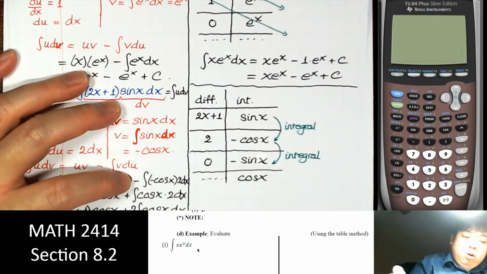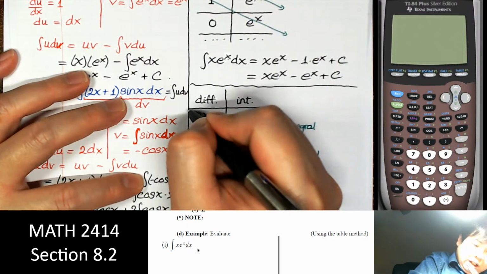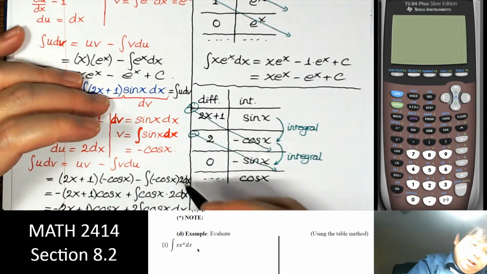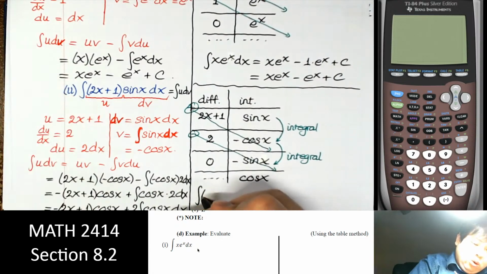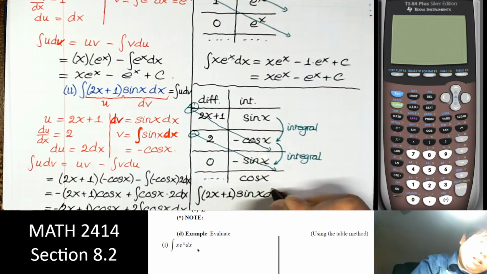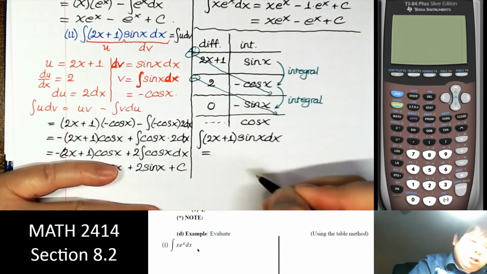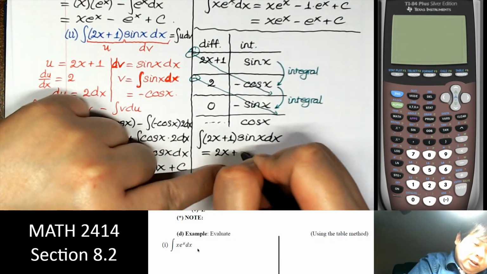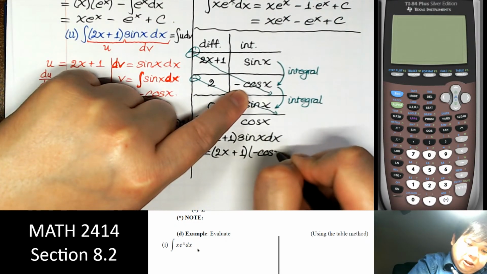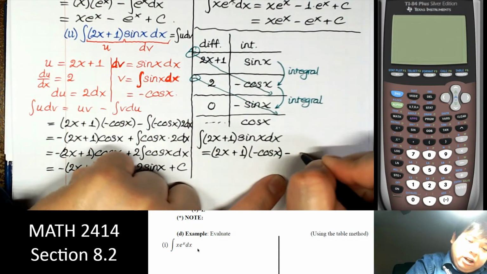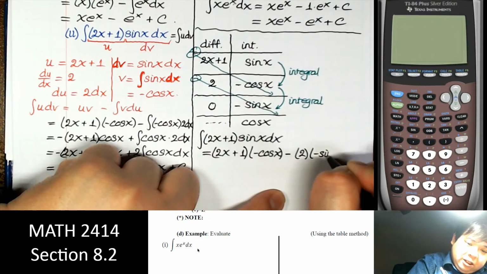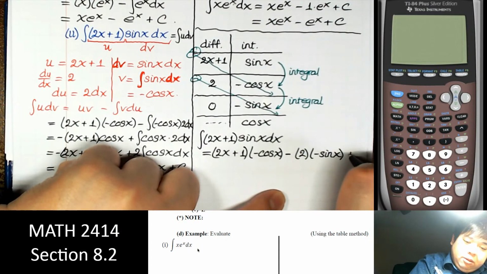Right. Now, the product, diagonally, positive, negative. So what we have, integral of 2x plus 1 sine of x dx equal to the first product, 2x plus 1 times negative cosine x, subtract, because that's negative, 2 times negative sine x plus c.